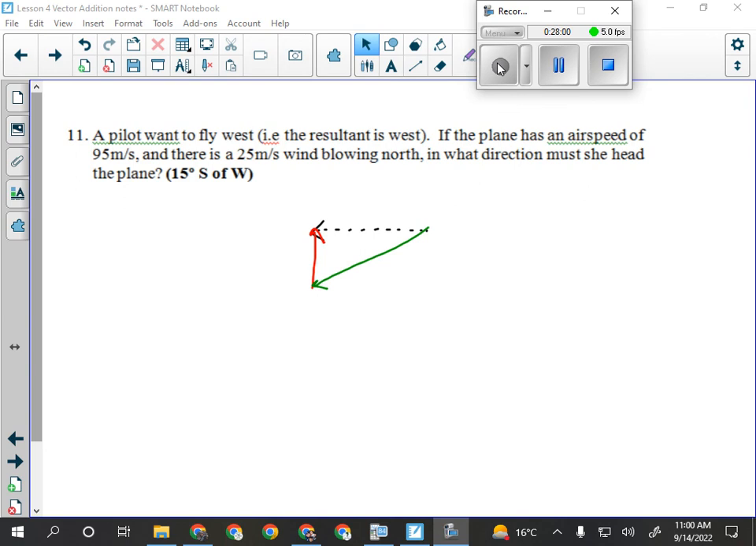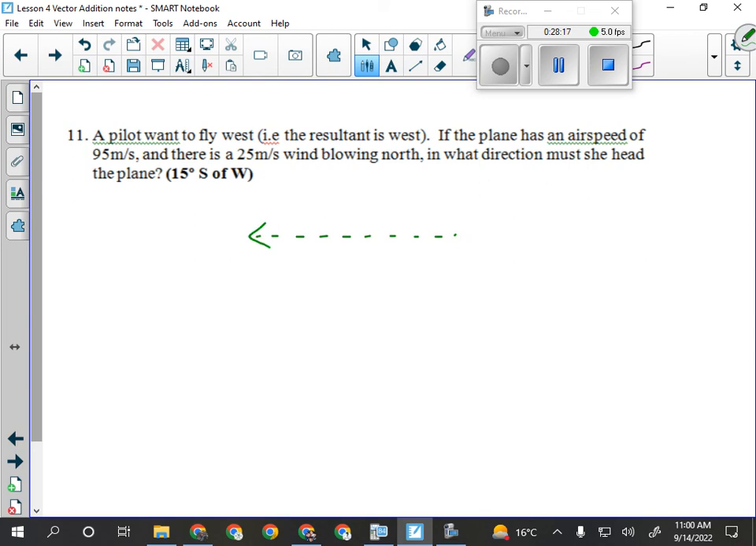11 was the one I was just drawing up here a minute ago, but I'll start it again. This one's tricky because it's kind of the reverse of everything else we've been drawing. It goes a bit southwest. It tells us that the plane wants to fly west, so I'm going to draw my dotted resultant due west. Then it tells me the wind is blowing north. So I know that the wind blowing north is one of the two vectors that contributes to this line, and it's going due north at 25 meters per second. Now they tell me the plane can fly at 95 meters per second.